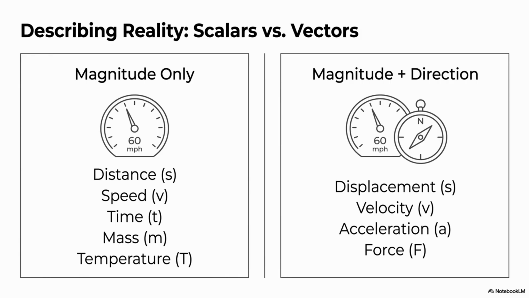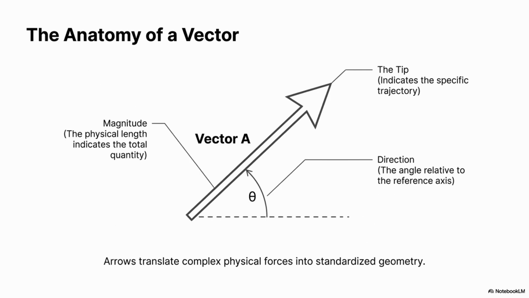Exactly. Okay, so now that we know what a vector is, how do we visualize it, like on a piece of paper, to actually solve a problem? Well, that's where slide 4 comes in. We use an arrow. Just a simple arrow. I love it. It translates all these complex physical forces into standardized geometry. Right. And there are 3 key anatomy parts to this arrow. Okay, break it down. First, the length of the arrow. That represents the magnitude. A stronger force means you draw a longer arrow. Makes sense. And then the angle of the arrow, usually measured as theta relative to a flat axis, that's the direction. Exactly. And finally, the arrowhead itself, the tip, that points to this specific trajectory. It tells you which way it's going.